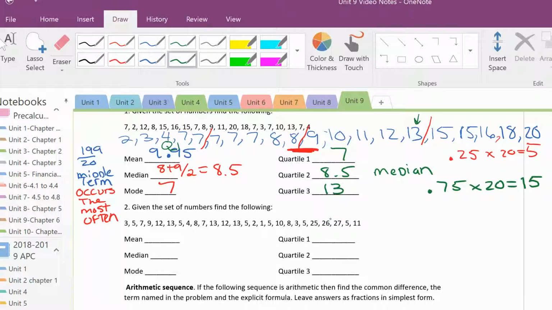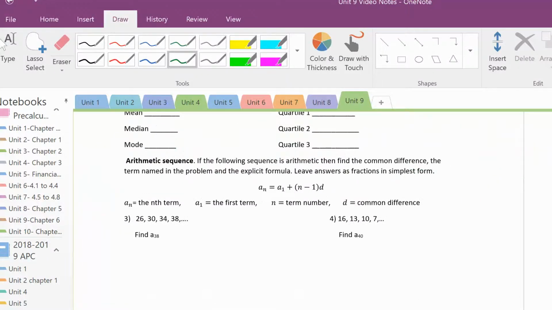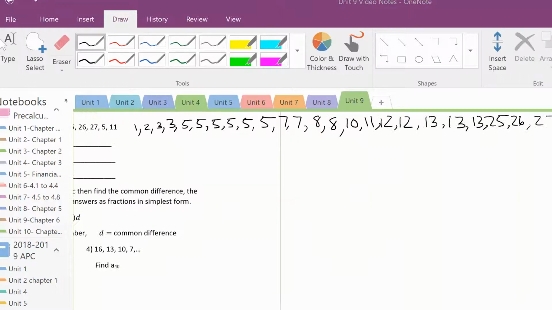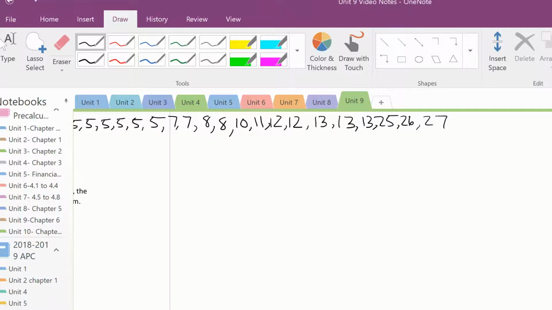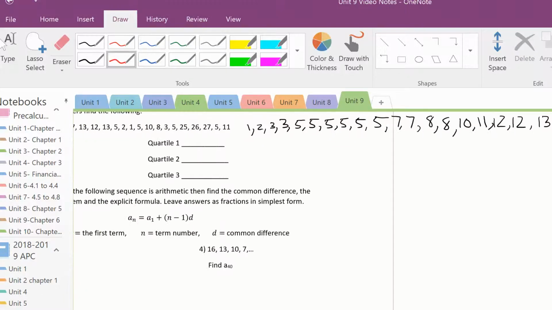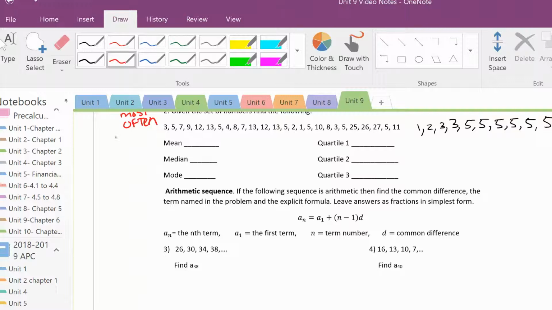So doing the same thing for number 2, first you want to list all the numbers. I listed all the numbers in order from least to greatest. If you look at the mean, you add them all up and divide by 24, because there's 24 numbers. So you get 231 divided by 24, which is 9.625.